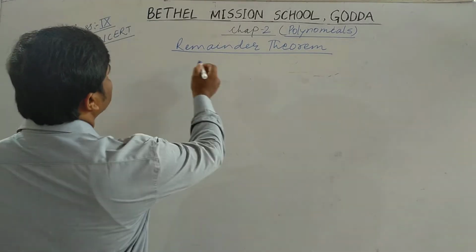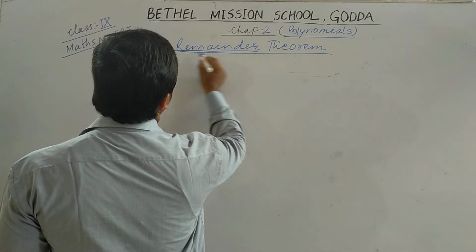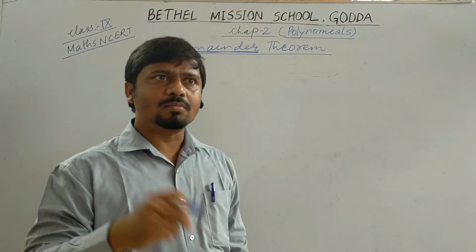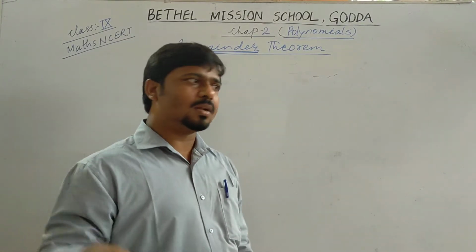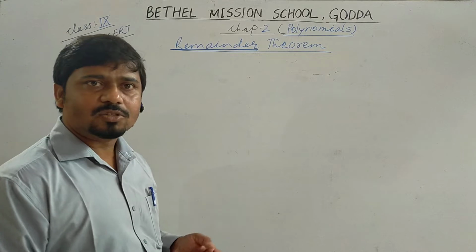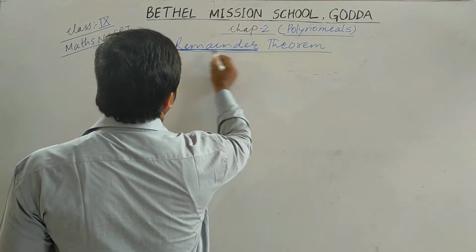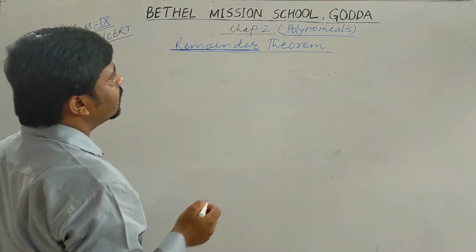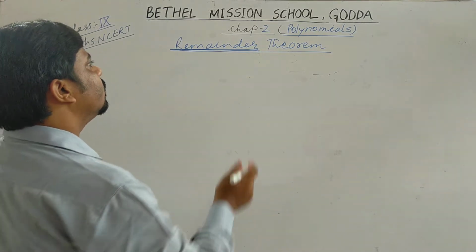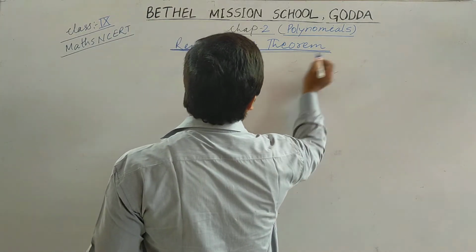So, what is remainder theorem? You have to understand this word remainder. Remainder means when a number is divided by any other number, the number which is left at the end of the division is called the remainder. So the word is already clear here. Now we will study about the remainder theorem.